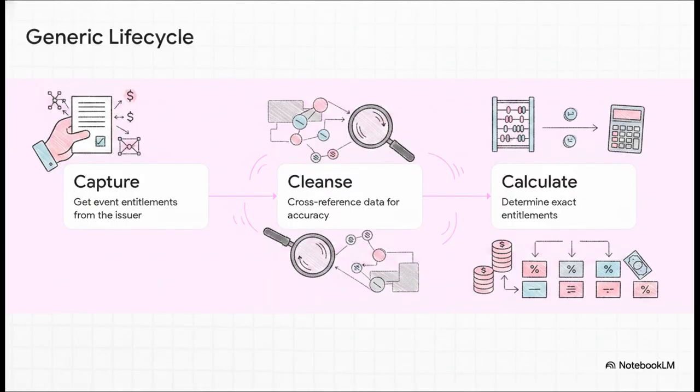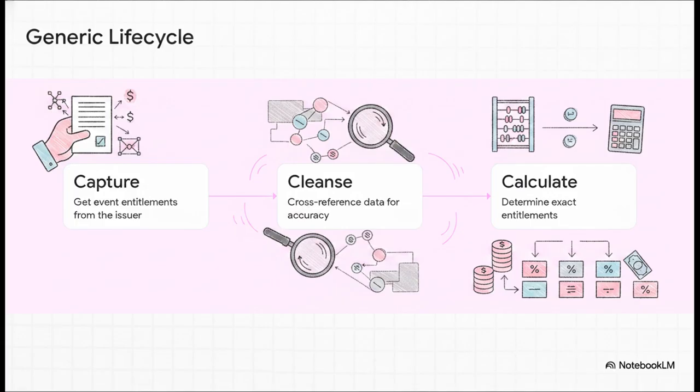So to prevent those kinds of financial catastrophes, banks and institutions rely on a highly rigorous, systematic process known as the generic corporate action life cycle. It involves 3 uncompromising steps. First, they meticulously capture the event entitlements from the issuer. Second, they clean the data, meaning they cross-reference multiple data sources to ensure absolute bulletproof accuracy. And third, they calculate, literally down to the fraction of a cent, exactly what is owed to every single position holder on their books.